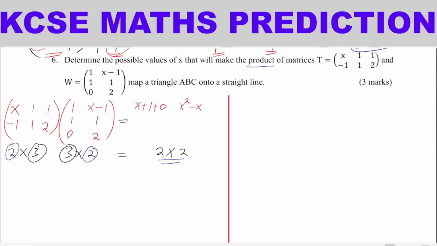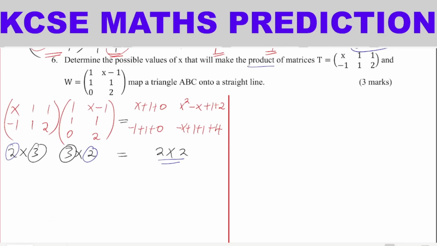Then plus 1 times 1, that is 1. Then plus 1 times 2, that is plus 2, like that. Then you go to row 2, column 1, negative 1 times 1, that is negative 1. Then 1 times 1, that is a plus 1. Then 2 times 0, that is 0. Then row 2, column 1, negative 1 times x minus 1, that will give negative x plus 1. Then 1 times 1, that is 1. Then 2 times 2, that is 4.